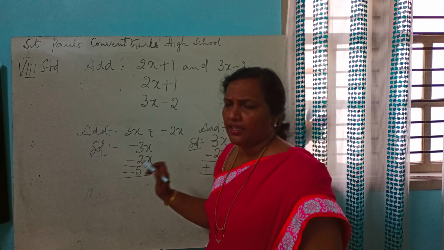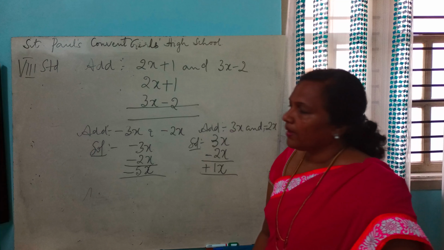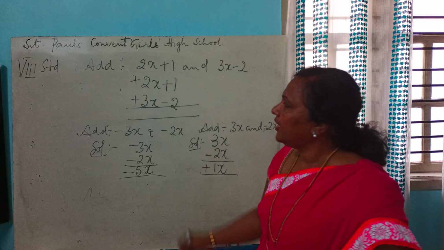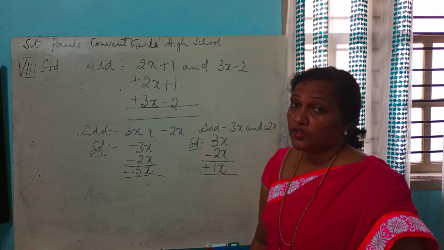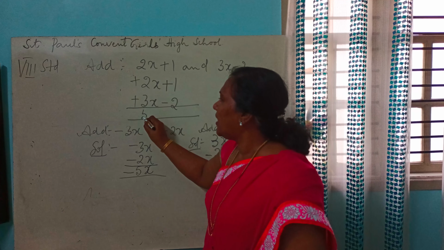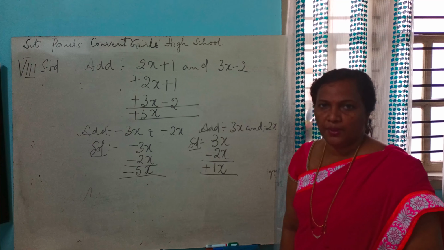Now I have to add. The only thing I have to keep in mind now is addition. Both have plus signs and they are like terms. I have to see whether they are like terms or not. So same signs I am supposed to add. So 3 plus 2 is 5x. The greater number's sign is plus.